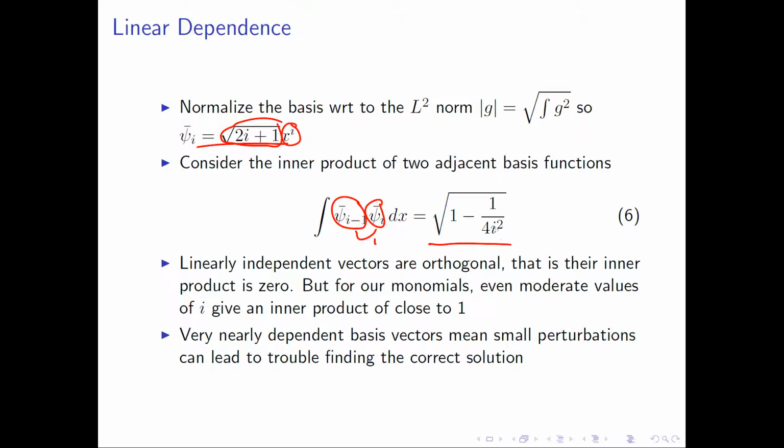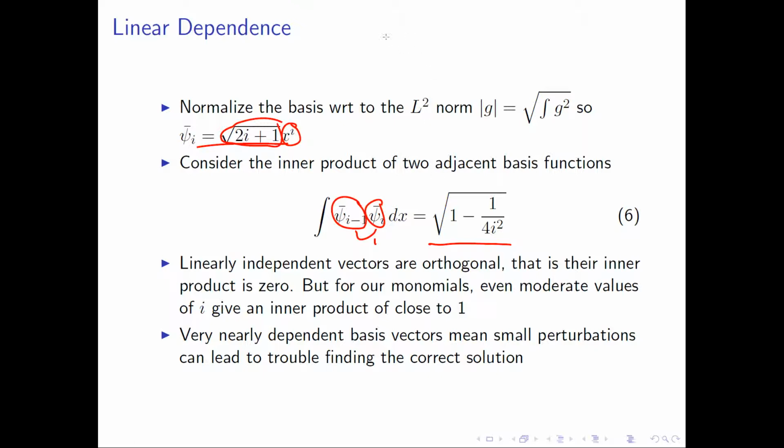So if you were to look at a low order, so if you put 1 in here, okay, well, that's a quarter, so this is 3/4, and the square root of 3/4. So it's not quite as bad, but even at moderate values for the order of the monomials, you're going to have problems where the inner product is close to 1, and therefore you're very nearly linearly dependent. So why do we care whether they're linearly independent or not? Well, if two basis vectors are very nearly dependent, then they look almost identical to each other in terms of their effect on the overall recovery of our solution approximation. So that means even small perturbations can lead to trouble finding the correct solution.